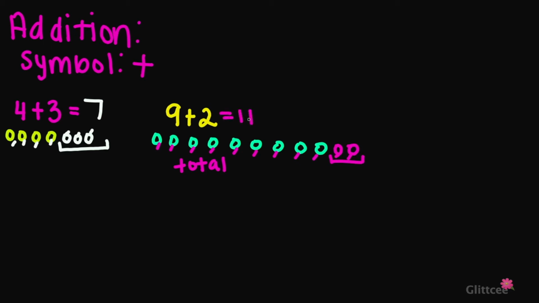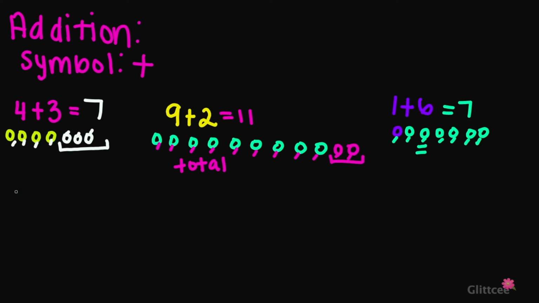Let's try another example. Let's try 1 plus 6. We have 1 marble. We're adding 6 more marbles. So 1, 2, 3, 4, 5, 6. How many marbles do I have in total? 1, 2, 3, 4, 5, 6, 7. 1 plus 6 equals 7.